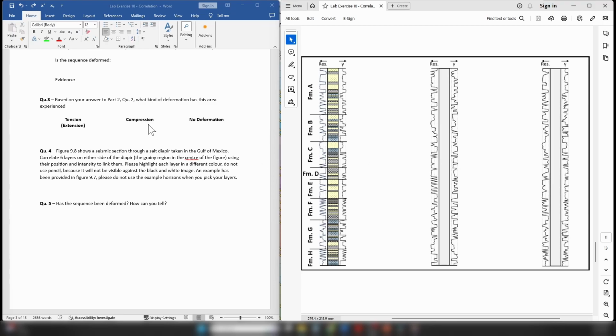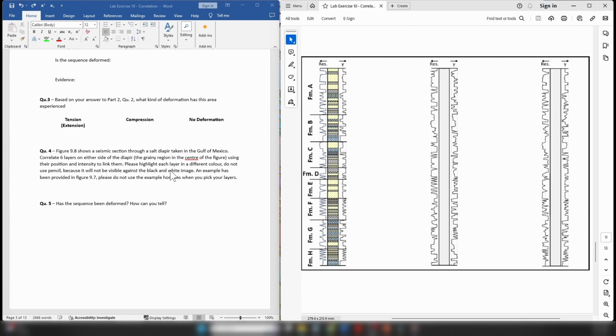In the case of compression, well, that's going to result in either thrust faults or more likely folding. So in that case, if it's a fold, you're going to see the boundaries between the formations going up if it's an anticline and then coming back down. Or on the other hand, if it's a syncline, you're going to see the boundaries going down and then coming back up again. So once you've correlated between 1 and 2 and 2 and 3, you're hopefully going to see a pattern in the correlation that's going to suggest to you that something has or has not happened. So you're going to have to work that out for yourself.